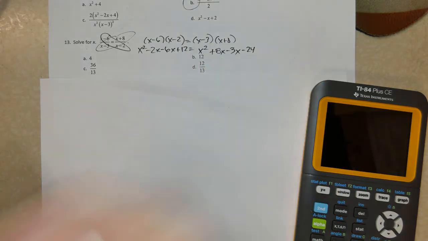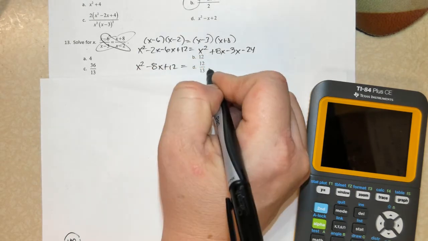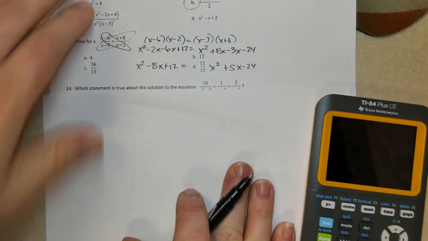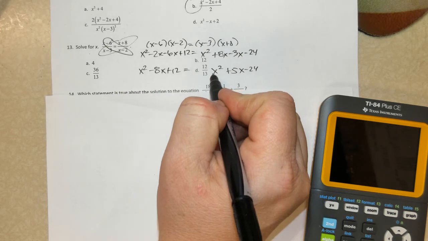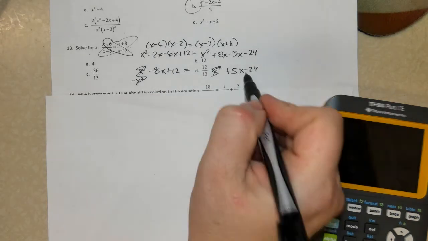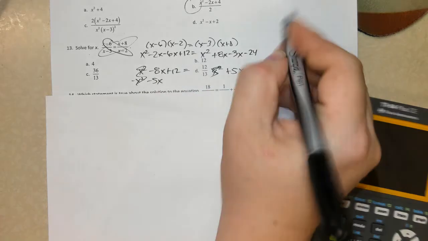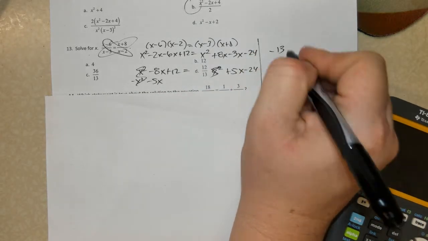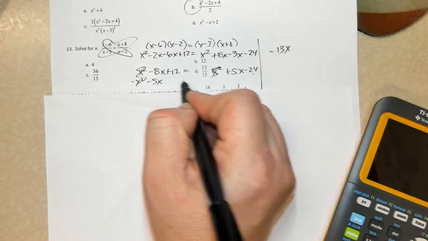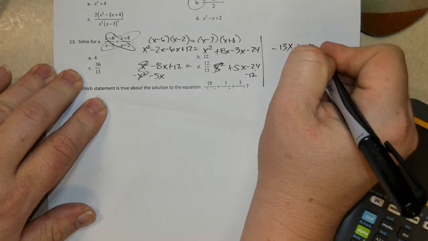I have to move everything to the same side after I combine like terms. x squared minus 8x plus 12 equals x squared plus 5x minus 24. When I move a positive x squared over, it becomes a negative x squared, and we can see it disappear. When I move a positive 5x over, it becomes a negative 5x, and now negative 8x and negative 5x is a negative 13x. And then I move the 12 to combine with the 24. When I move a positive 12 over, it becomes a negative. Negative 24 and negative 12 is a negative 36.